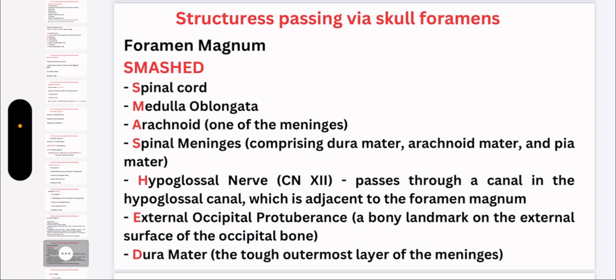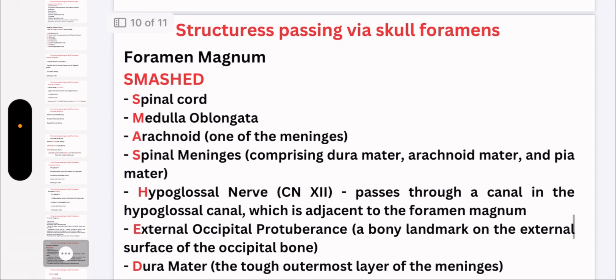Hypoglossal nerve. Hypoglossal nerve does not go through the foramen magnum. It passes through the hypoglossal canal, which is adjacent to the foramen magnum. But I mentioned it here to make the mnemonic make sense. Please bear in mind, hypoglossal nerve does not go through the foramen magnum. It passes through the hypoglossal canal.